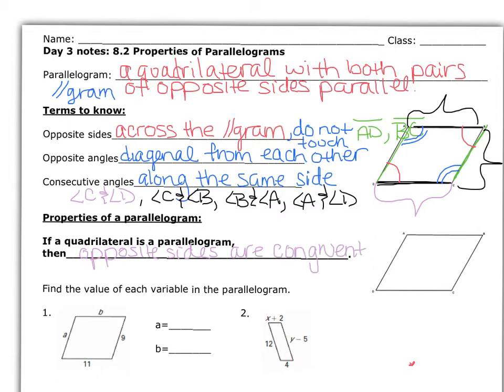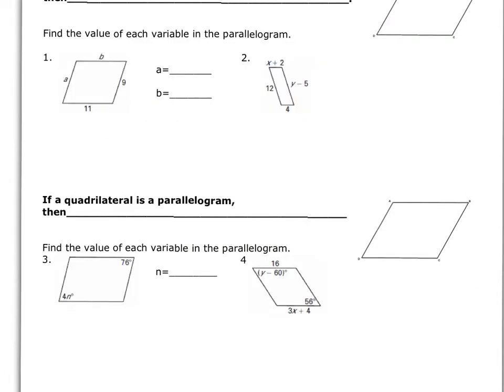And so basically, we're going to mark whatever the property is that we're discussing. So we're going to say opposite sides are congruent. So AD and BC are opposite sides. And then also we have AB and DC are opposite sides. So opposite sides are congruent. So now we can use that property to help us find the value of these variables.